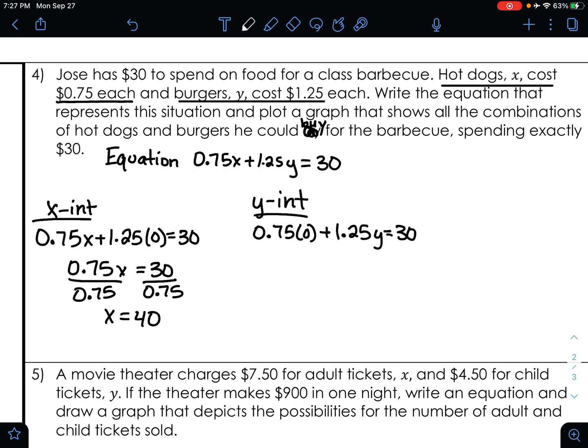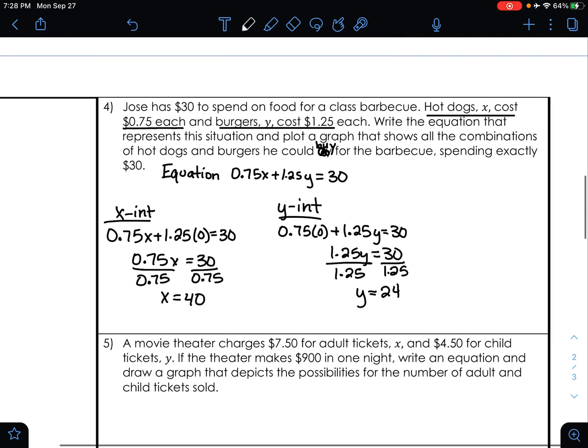Okay, so when I do that, I get 1.25Y equals 30. So I take 30 and I divide it by 1.25 or $1.25. And I get Y equals 24. So that tells me if I buy no hot dogs, I can buy 24 burgers.